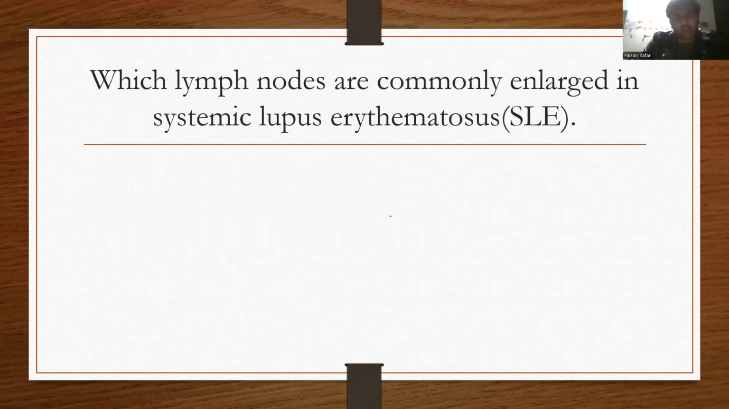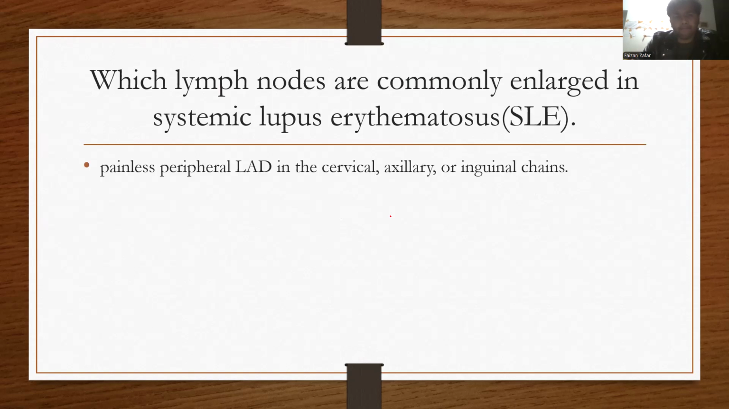Which lymph nodes are commonly enlarged in SLE? That is very common: cervical, axillary, and inguinal chains.